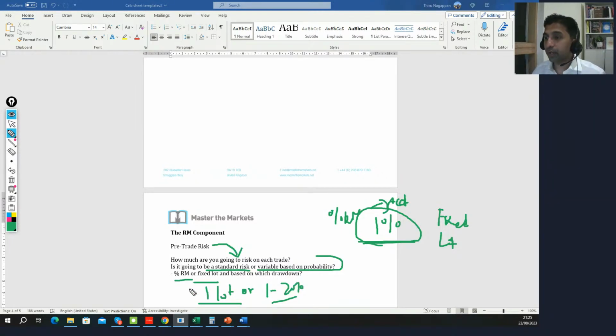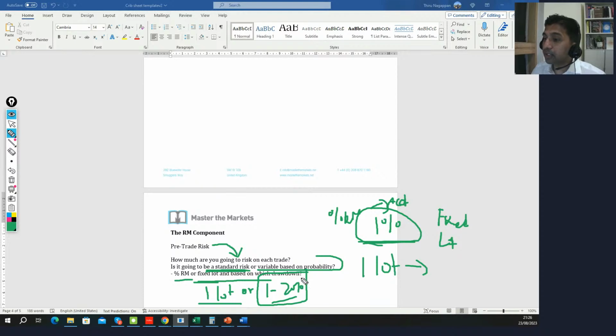So that's one way on the standard size. It's going to be the standard for all kinds of trades. You don't make any bias. Some of you might say, oh Tiru, but with one lot, sometimes some trades might be losing more. The risk might be more. That's why we standardize it with a percentage risk management of the account as well. So we combine both.